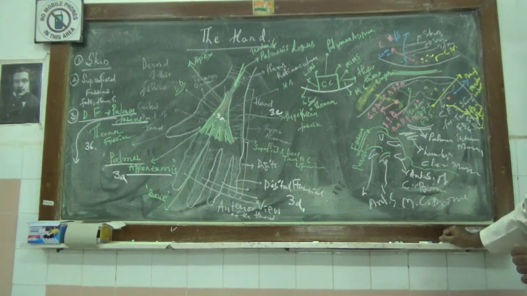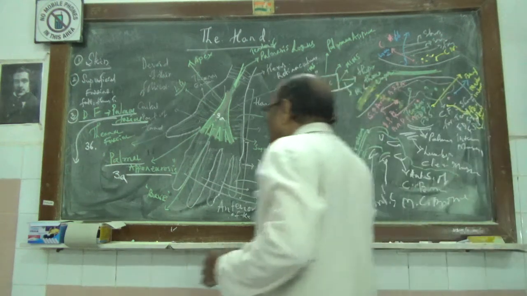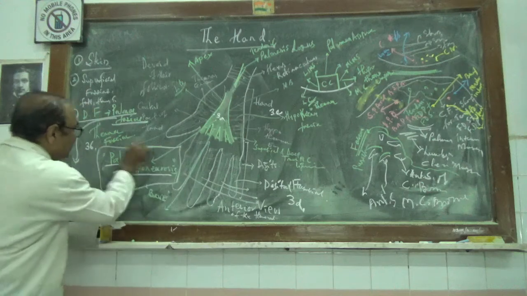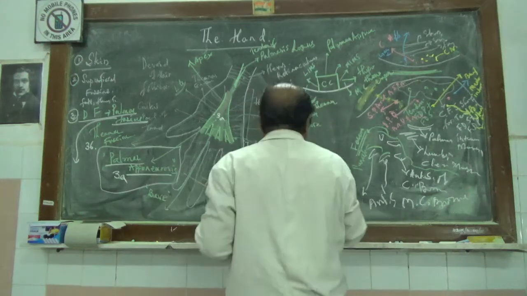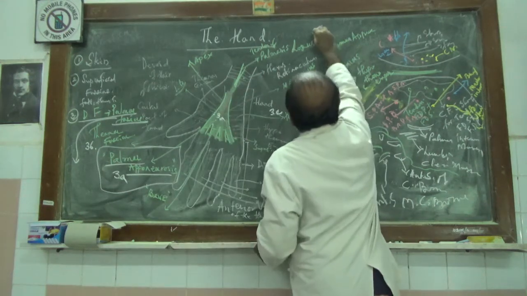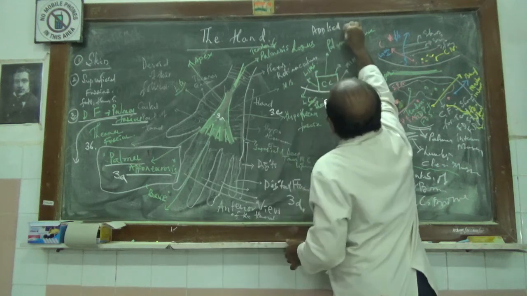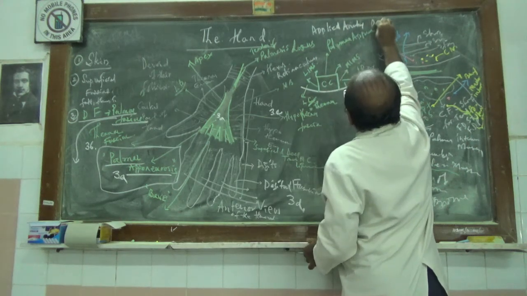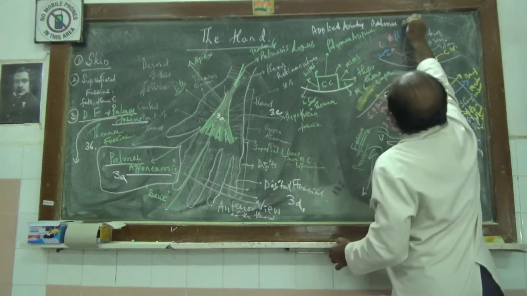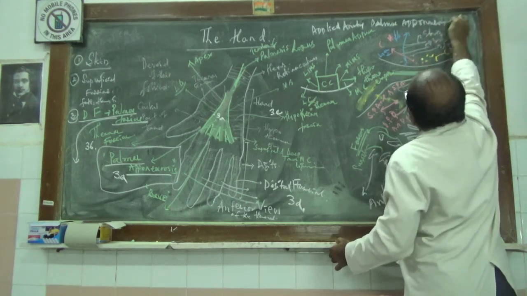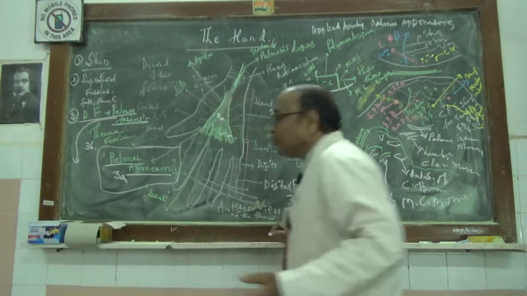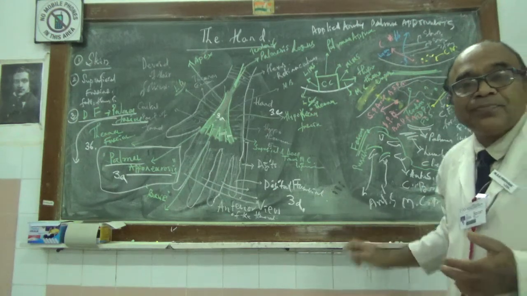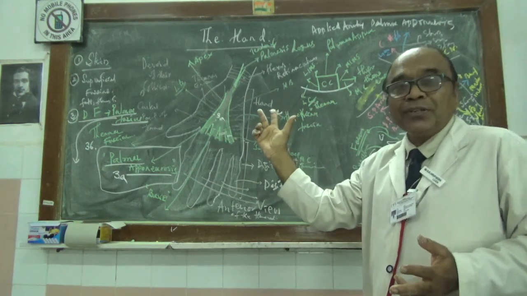Now, when we dealt with the fasciae of the hand, we finished the palmar aponeurosis in its detail part. So now, the applied anatomy of the palmar aponeurosis. Shortening of the aponeurosis, of the medial two tendon slips, is known as Dupuytren's contracture.